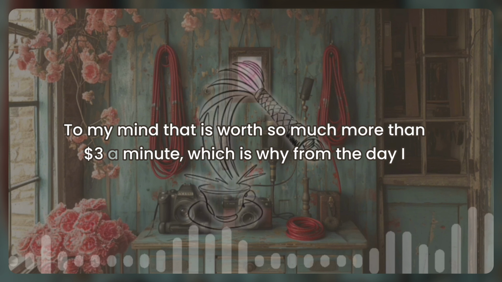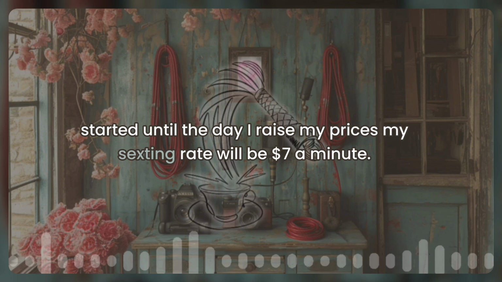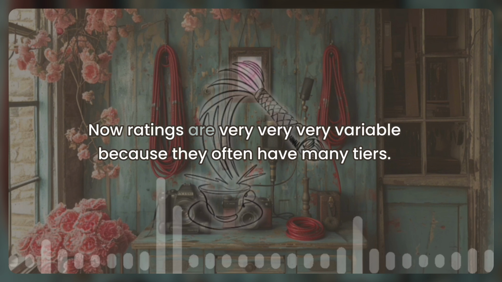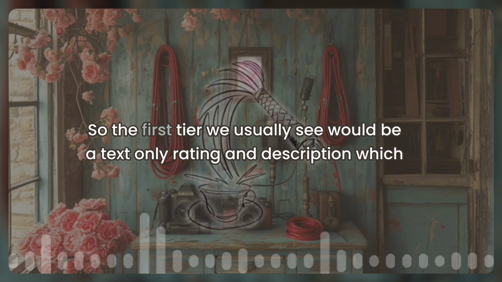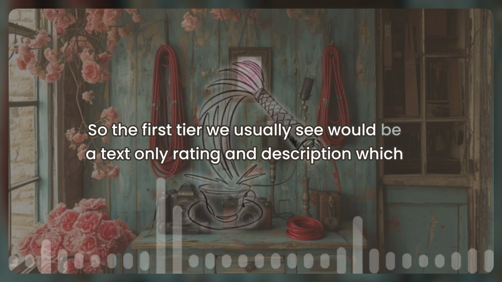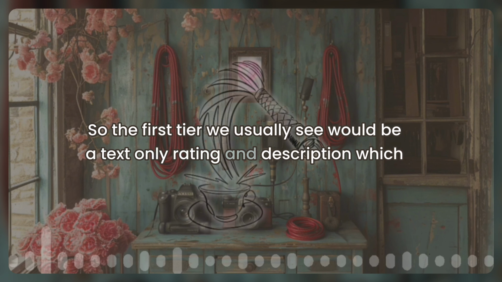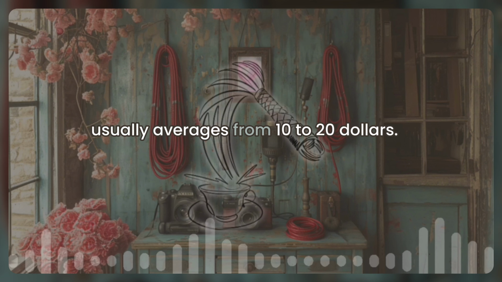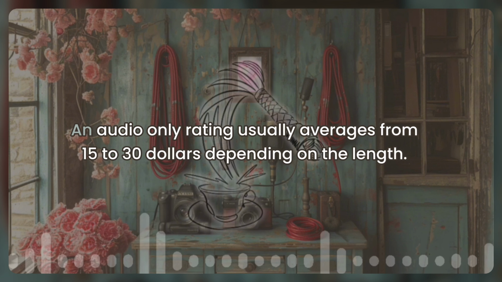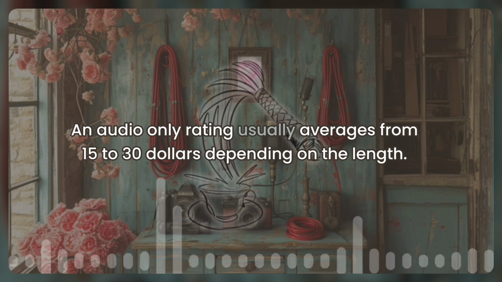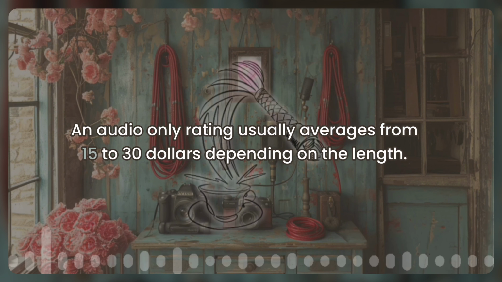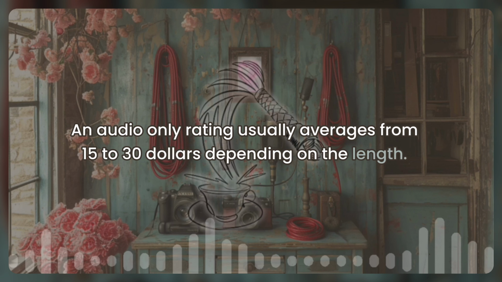Which is why from the day I started until the day I raise my prices, my sexting rate will be $7 a minute. Now, ratings are very, very variable because they often have many tiers. So the first tier we usually see would be a text-only rating and description, which usually averages from $10 to $20. An audio-only rating usually averages from $15 to $30, depending on the length.